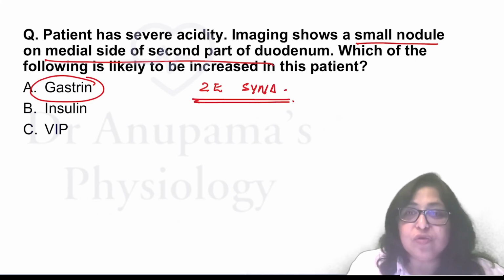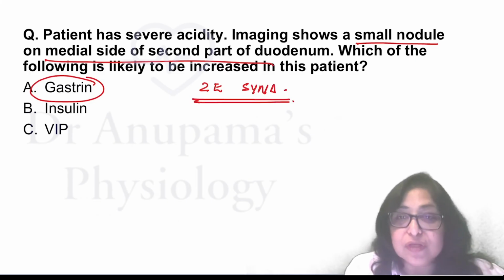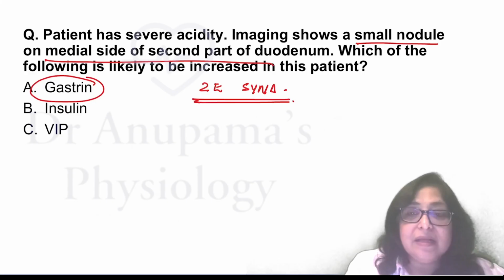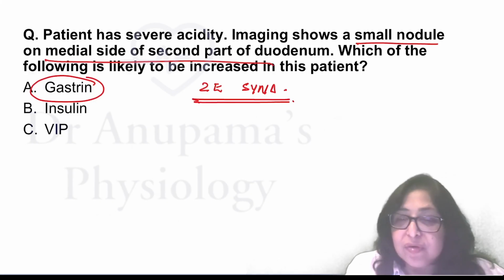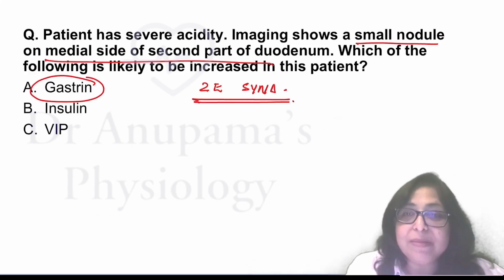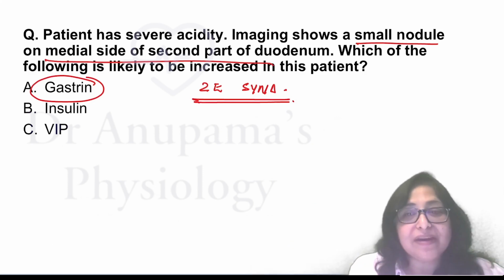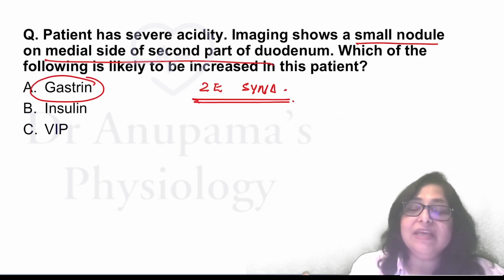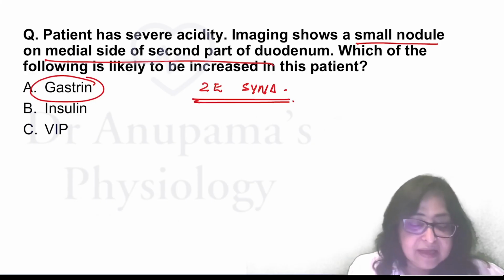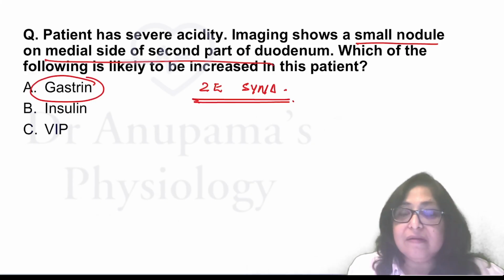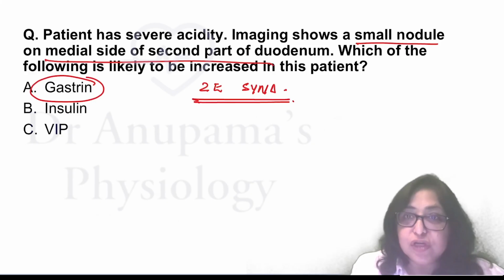70% of the gastrinomas are found in the first and the second part of the duodenum, 30% in the pancreatic head and peripancreatic tissues. This is called the gastrinoma triangle: first and second part of duodenum, pancreatic head, and the peripancreatic tissues. But the most common site is the first and the second part of duodenum.